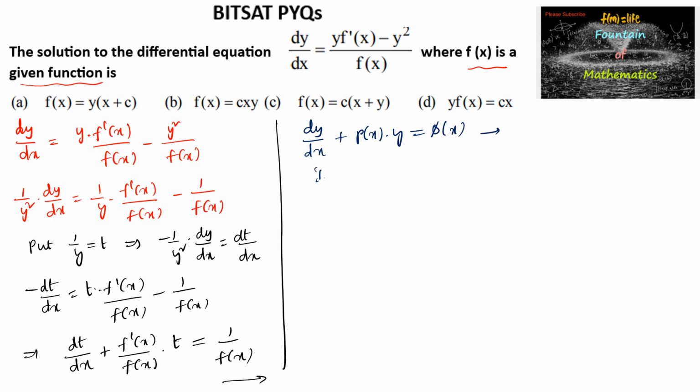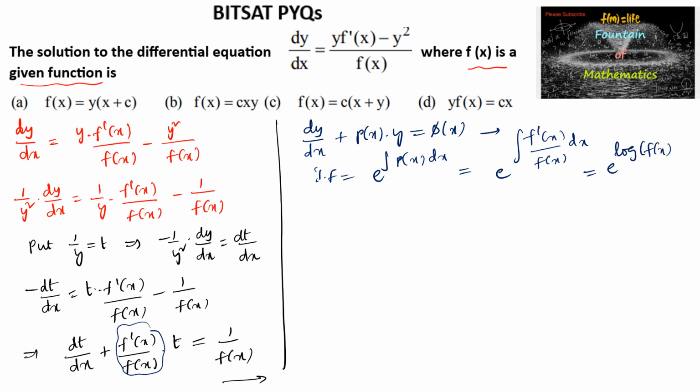So here integrating factor is equal to e to the power integral p of x dx, which is equal to e to the power integral, here p of x can be taken as f dash of x by f of x dx, which is equal to, f dash of x by f of x is nothing but log f of x. We can write integral by substituting f of x is equal to t, f dash of x dx is dt. So integral 1 upon t dt is log t. So e to the power log f of x is equal to f of x, we can write.